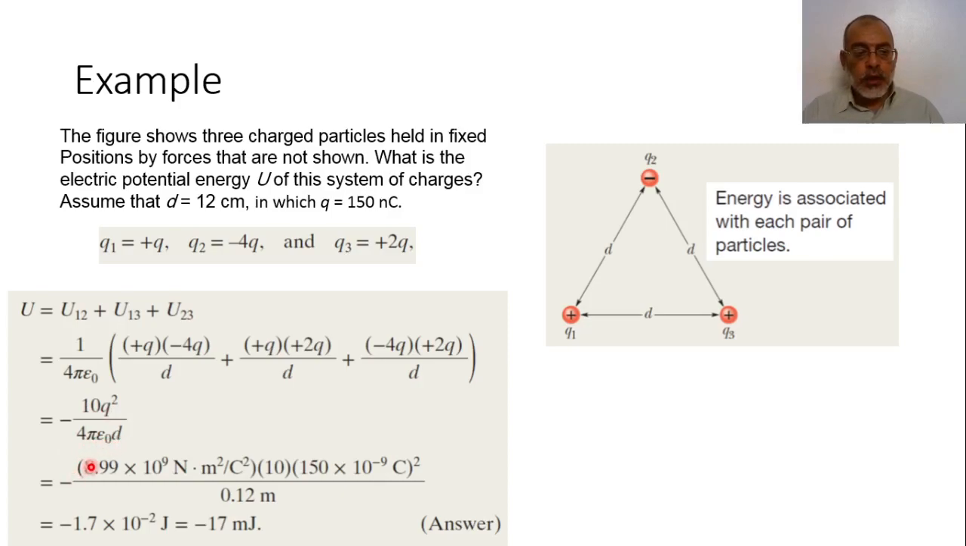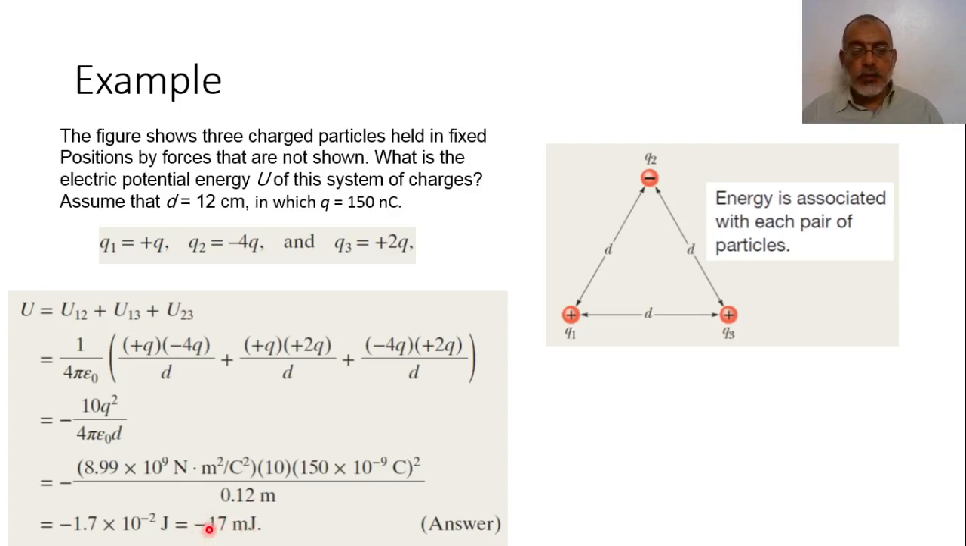By taking this, 1 over 4 pi epsilon naught is 8.99 multiplied by 10 to the power 9. The value of Q is 150 nanocoulombs, 150 multiplied by 10 to the power minus 9 coulomb, over D. And as I mentioned before, the distance should be in meters. So we are going to convert centimeters into meters. It would be 0.12 meters. By calculating this, the stored energy is negative 1.7 multiplied by 10 to the power minus 2 joules, or in other words, minus 17 millijoules.